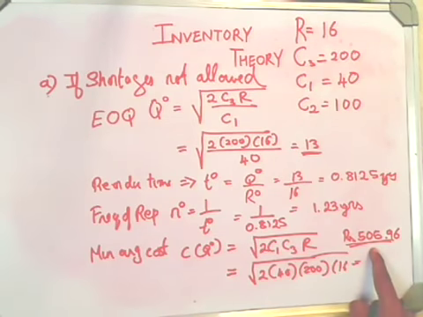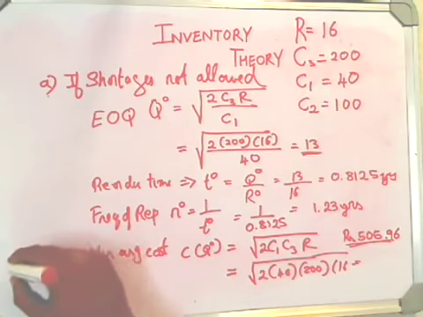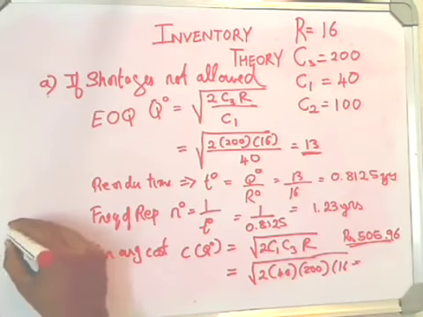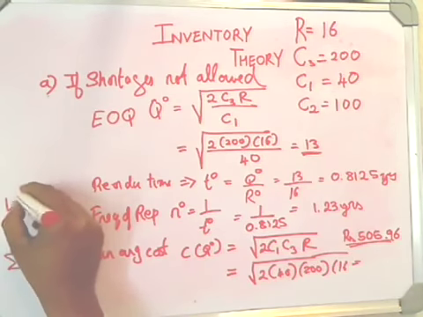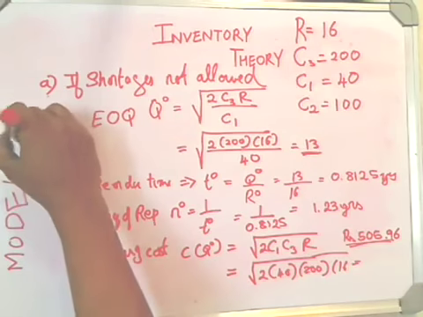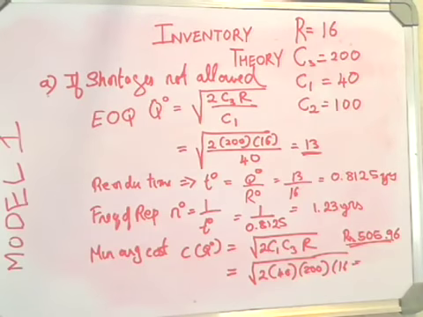That would be 505.96. Now this happens to be the formula that you would use in case it is model 1. This would be something that you would be using in case it is model 1.